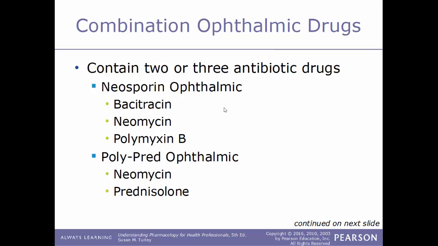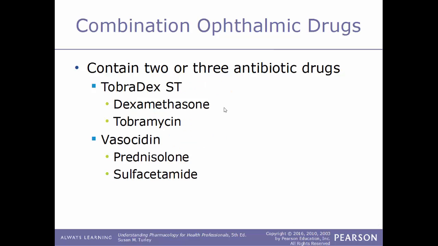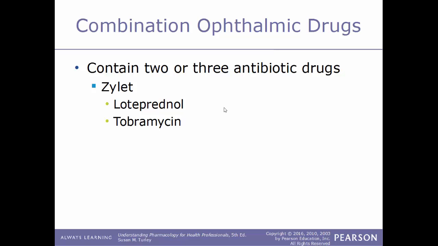Poly-Pred ophthalmic is a combination of neomycin and prednisolone. Polytrim ophthalmic, combination of polymyxin B and trimethoprim. Pred-G ophthalmic, combination of gentamicin and prednisolone. Tobradex ST, combination of dexamethasone and tobramycin. Vasocidin, a combination of sulfacetamide and prednisolone. And the last one we'll cover, Zylet, which is a combination of tobramycin and also loteprednol.